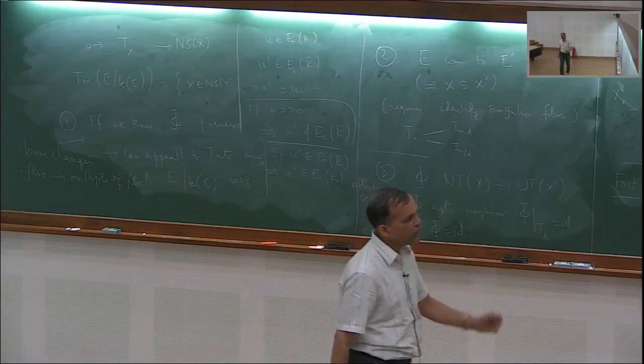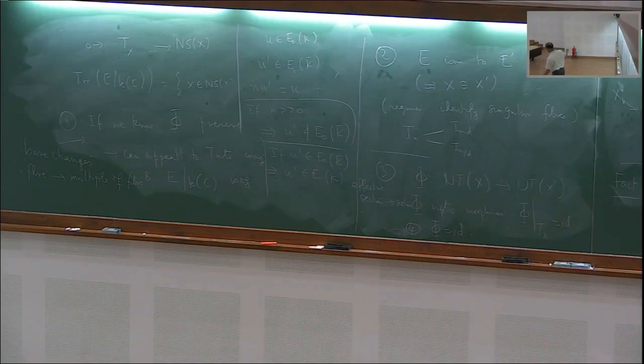That will imply some restrictions on phi, and then I use the fact that torsion surjects onto every singular component to say that phi restricted to T_x is identity.